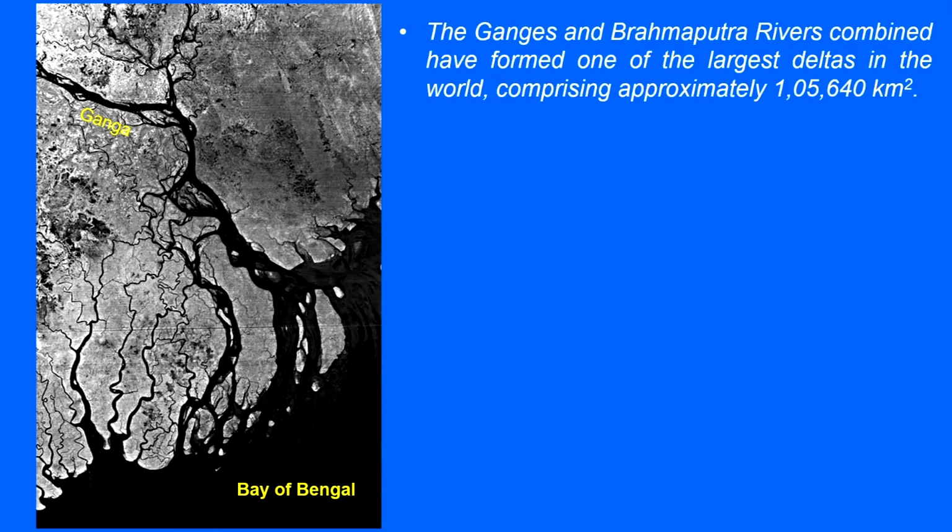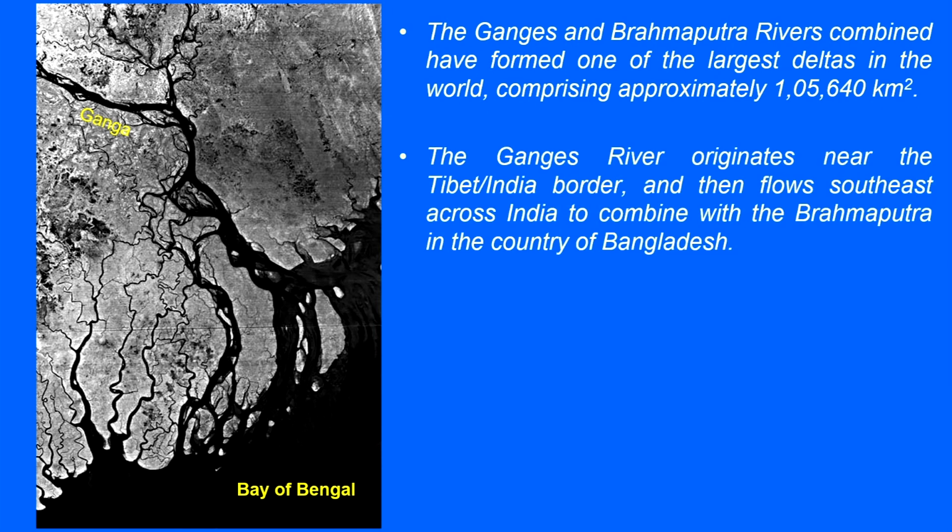So you have the Ganges, and both the rivers meet here, Ganga and Brahmaputra, and that is the reason why this has been termed the Ganga Brahmaputra delta. This is, I would say, the largest delta, covering almost 1 lakh square kilometers, and the area which has been covered here is the Sundarban region, okay.